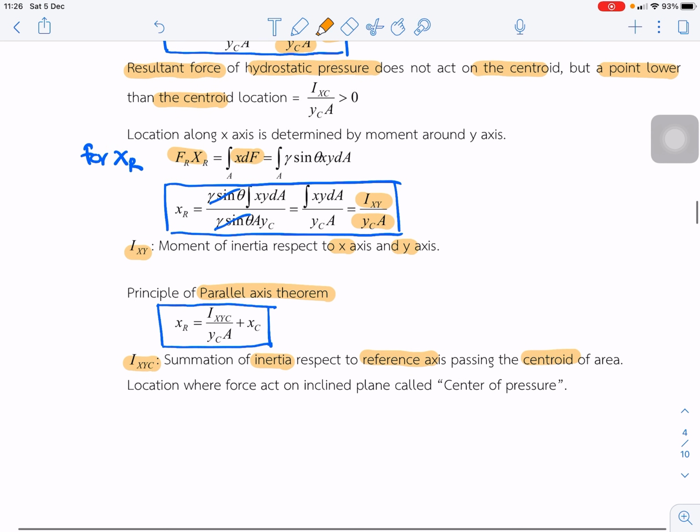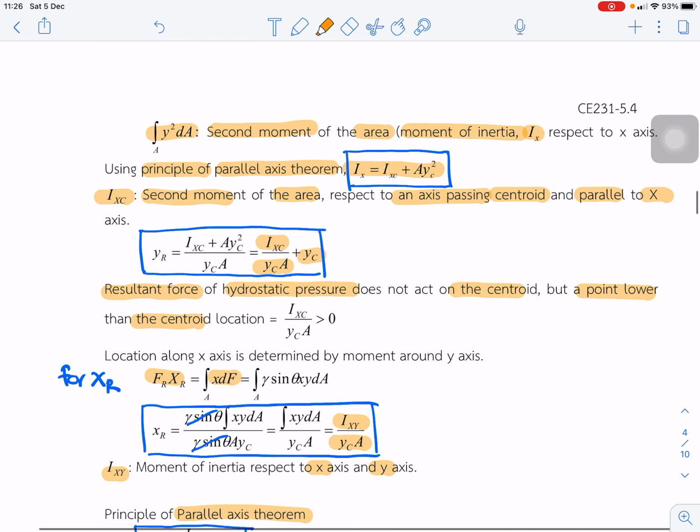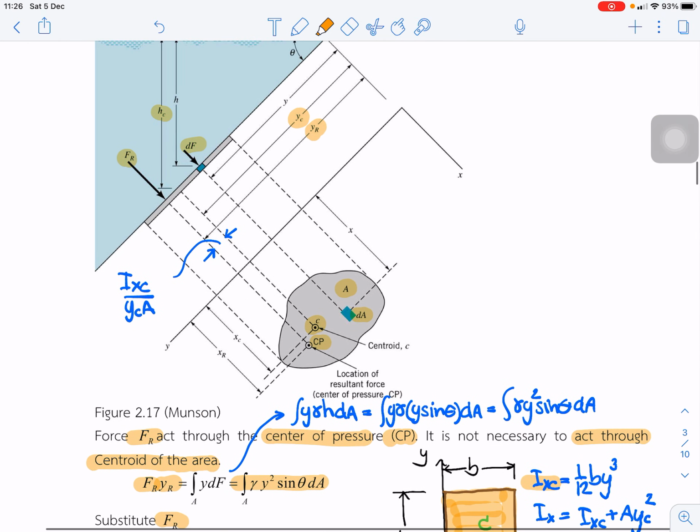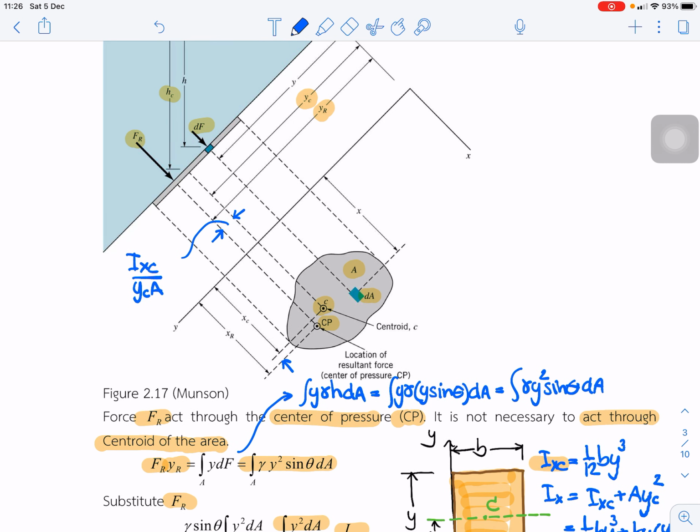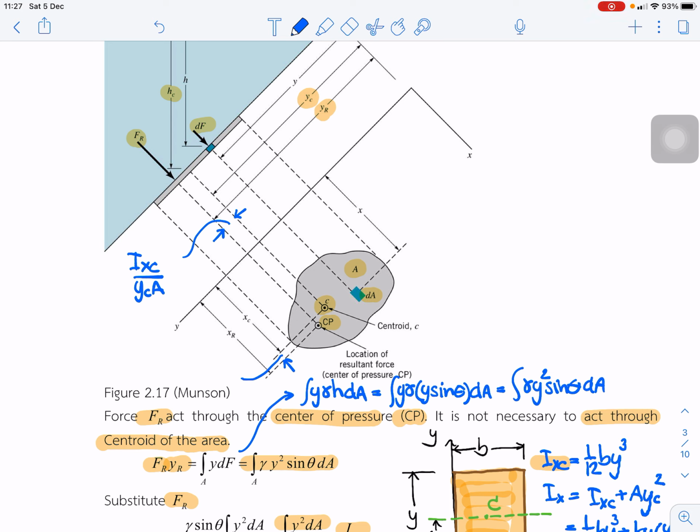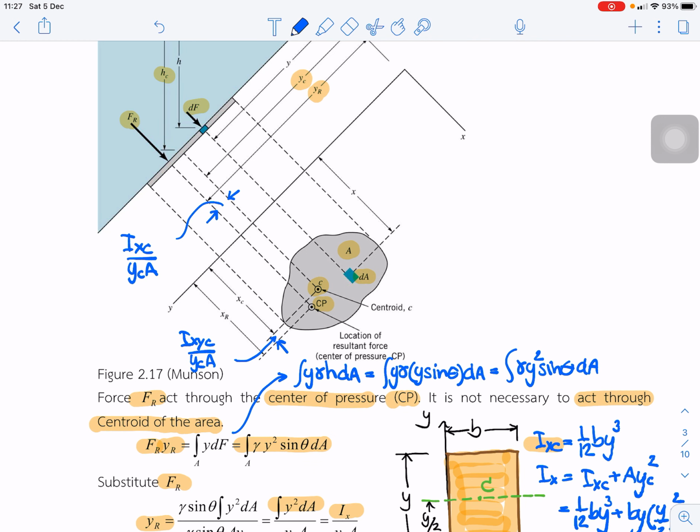Ixyc is the product of inertia with respect to the reference axes passing through the centroid of the area. The location of the force acting on the inclined surface we call the center of pressure. Where is xyc from this figure? It is the difference between xc and xr. So the distance between xr and xc is equal to Ixyc divided by yc A.